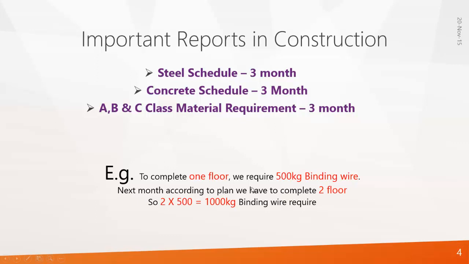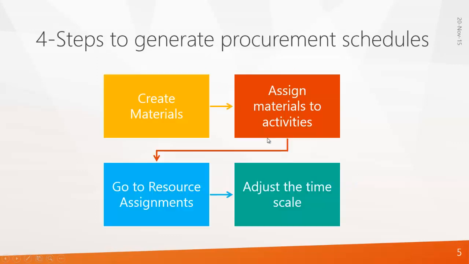To complete one floor, we require 500 kg binding wire. This value we normally calculate based on thumb rules and coefficients. Let's say next month, according to the plan, we have to complete 2 floors. So what happens? 2 floors times 500 kg becomes 1000 kg binding wire required for the next 1 month. So like this you have to plan every single material for 3 months. This is how we practice in industry, and we'll see how to do this in software.